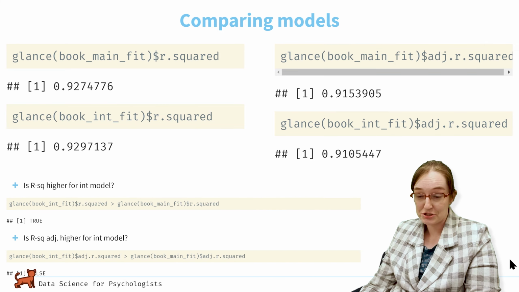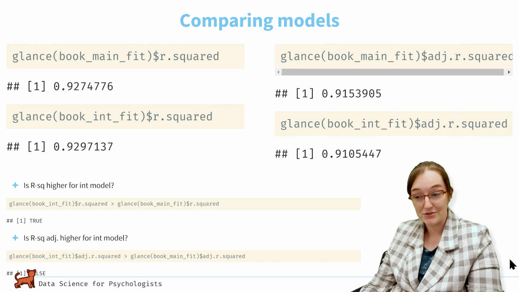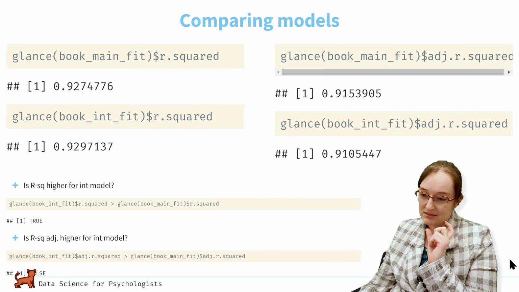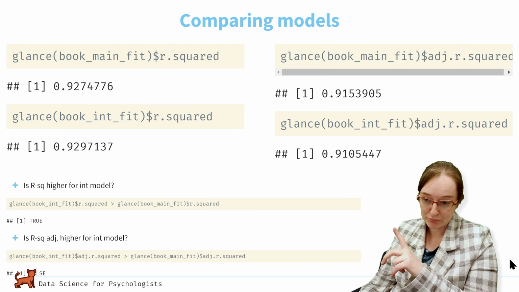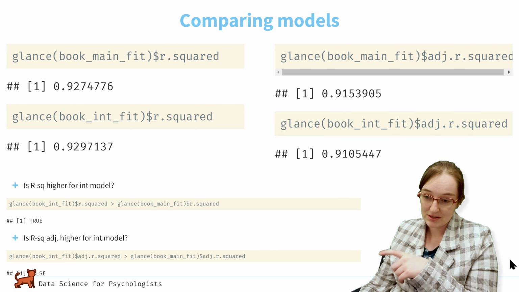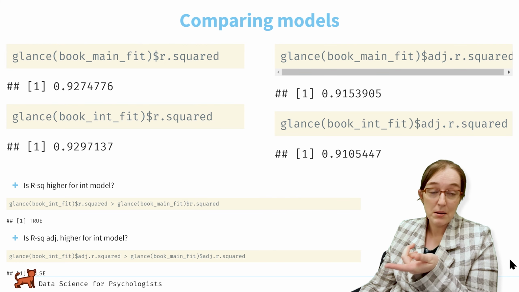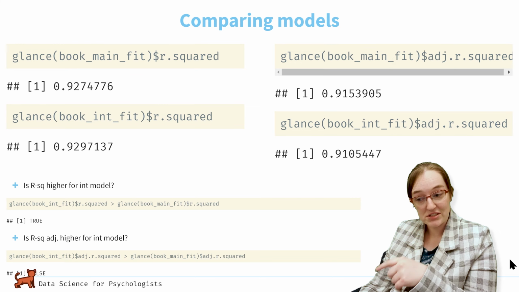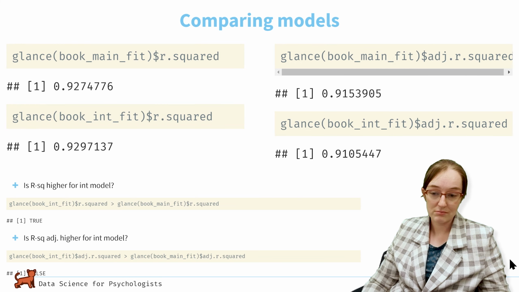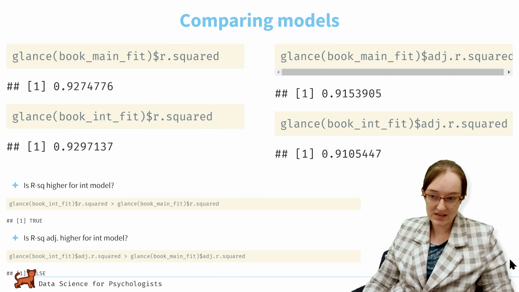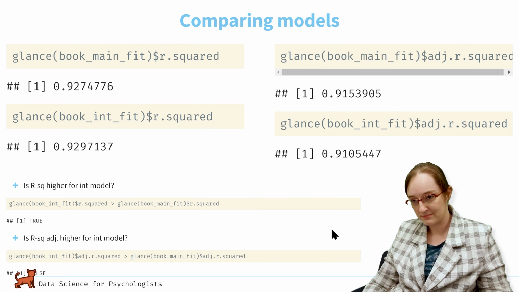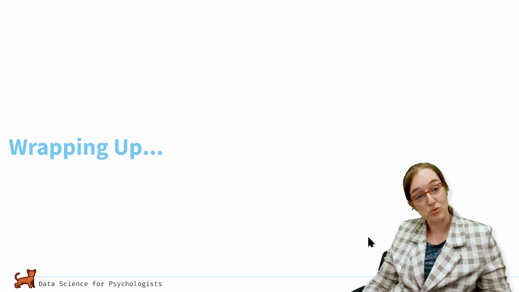And we can test this out using a cutesy little logic component: is the R-squared in the interaction model bigger than the R-squared in the main effects model? Yes, but does it still hold with adjusted? No, it does not. Woo! I realize that you could all see this from the eyeball test, but you can have R do that for you. So that is wrapping up.